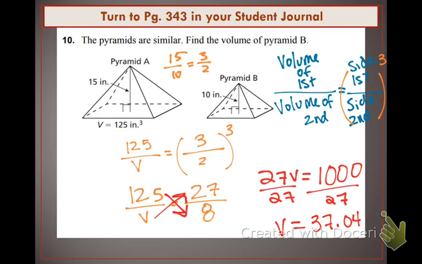7 times 7 is 14, no, it's 49. Sorry. 7 plus 7. 0.04. Inches cubed. Good thing is I just caught that dumb moment on video.